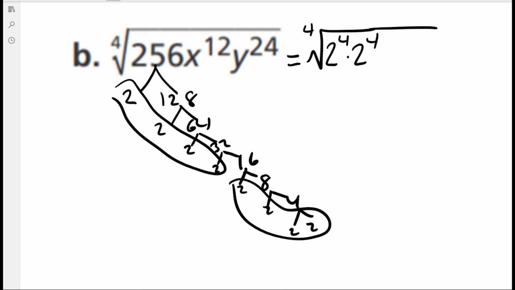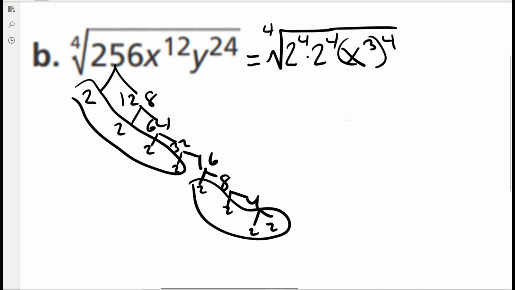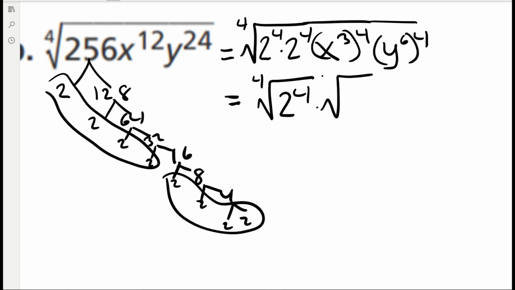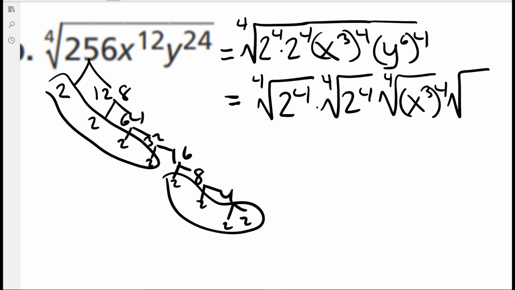For the x squared, I can write that in terms of 4 as 3 times 4, so x to the 3rd to the 4th power. And then y to the 24th, I can write that in terms of 4 as y to the 6th power raised to the 4th power, like that. 4 times 6 is 24. So now I can split this up into separate things. I got 4th root of 2 to the 4th, 4th root of 2 to the 4th, the 4th root of x cubed to the 4th, and then the 4th root of y to the 6th to the 4th.